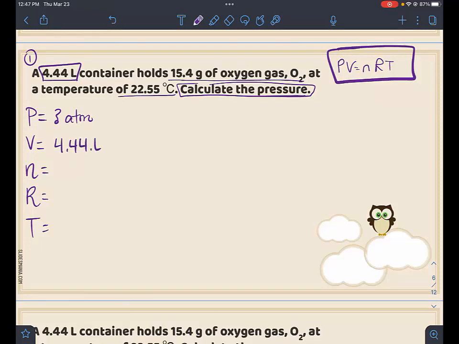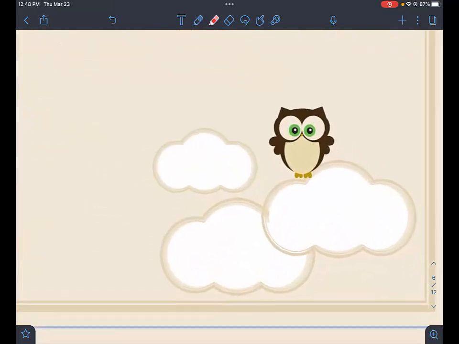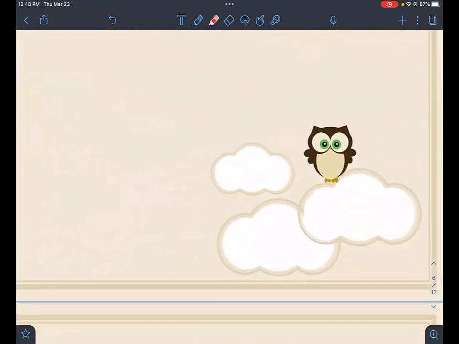n is number of moles. Well, here we go, y'all. I do not know the number of moles. Instead, what I'm highlighting in red here is a number of grams of oxygen, but I need to convert that to moles. So let's go ahead and do that. I'm going to do that in this little cloud down here. I have 15.4 grams of oxygen.